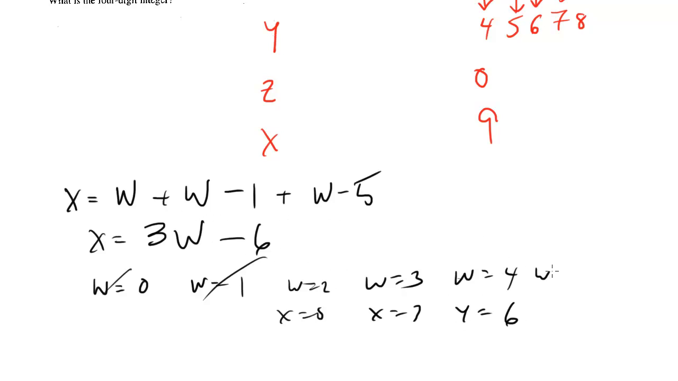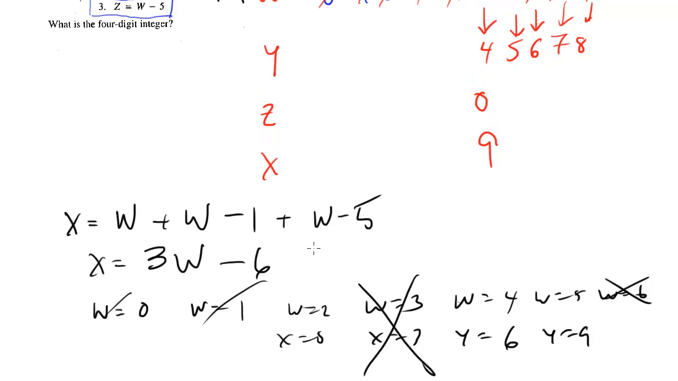Could you have w is 5? Yeah, you'd have x is 9. Could you have w is 6? Well, no, because then you'd have 18 minus 6, which is 12. So everything greater than 6 doesn't work. So our possibilities are 2 and 0, 3 and 3, 4 and 6, and 5 and 9. Notice 3 and 3 can't work because they can't be the same digit. And then we would just test these possibilities.